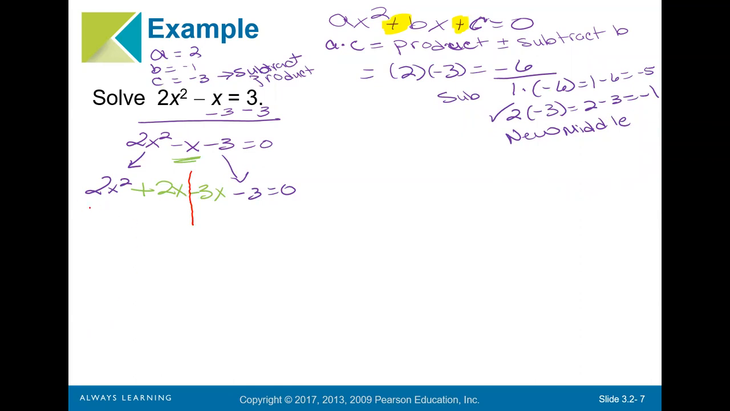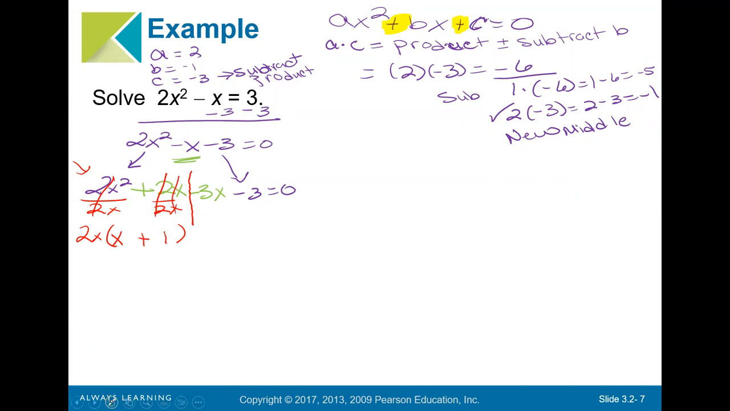And I'm going to look at this first side here and ask myself, is there anything I can factor out of this? Well, I have 2x squared plus 2x. I know I can factor out 2x. That's the same as dividing each part by 2x. So 2 goes into 2 once, and I can pull an x out of x squared, leaving me with x. 2 goes into 2 once, and x goes into x once, and they're both positive, so it's positive.